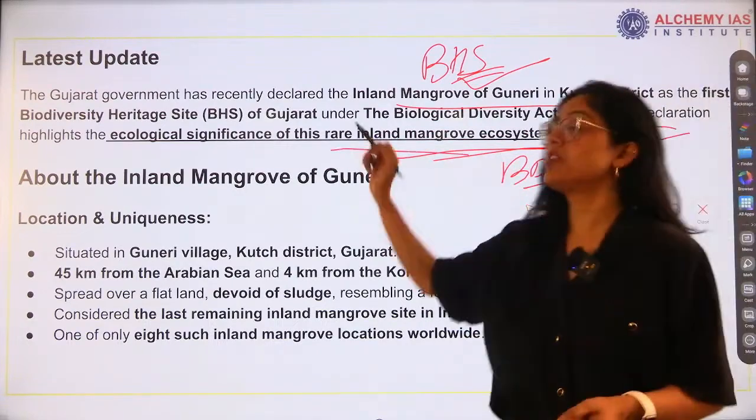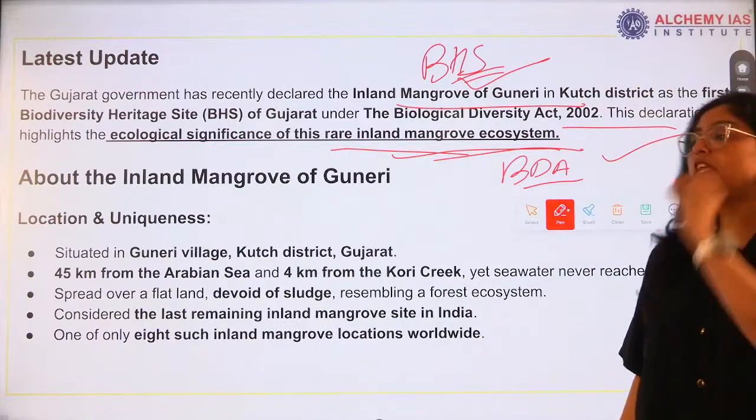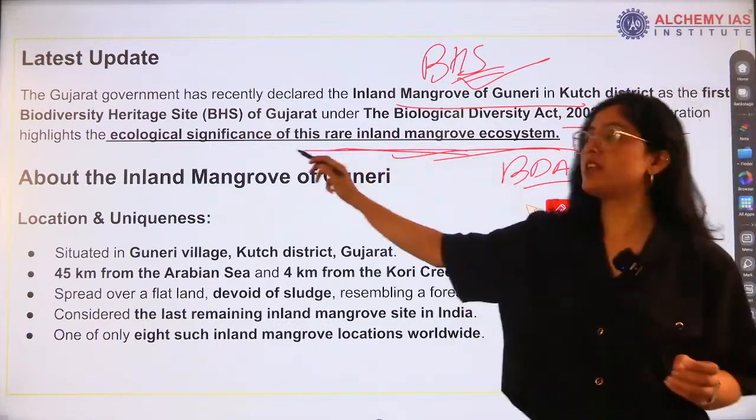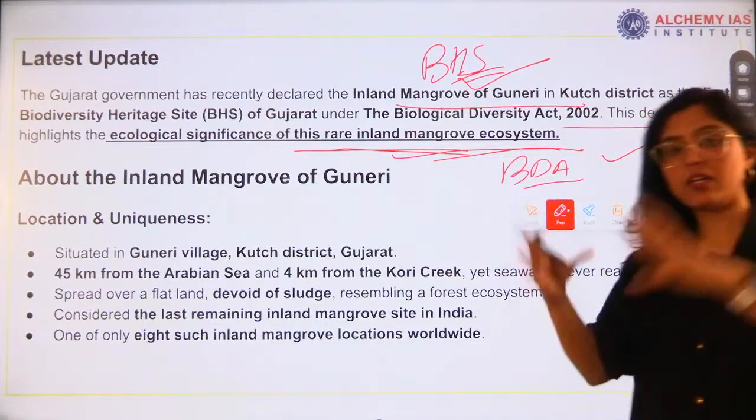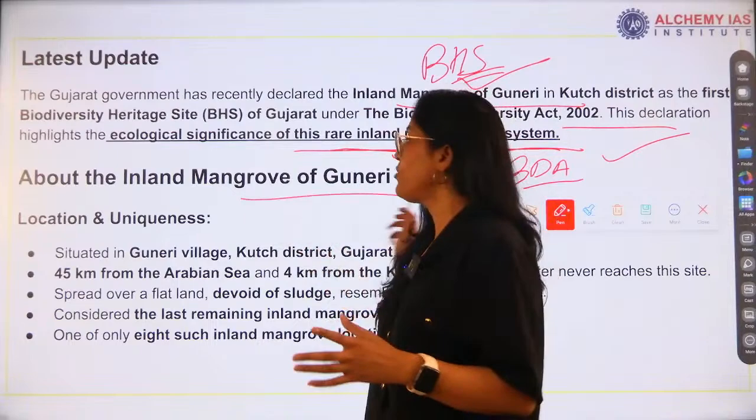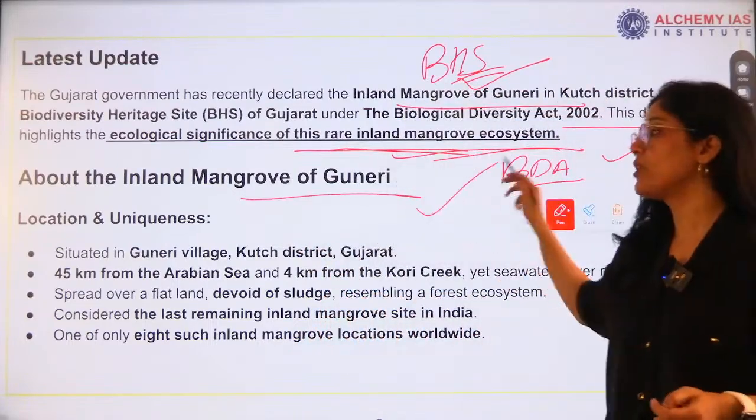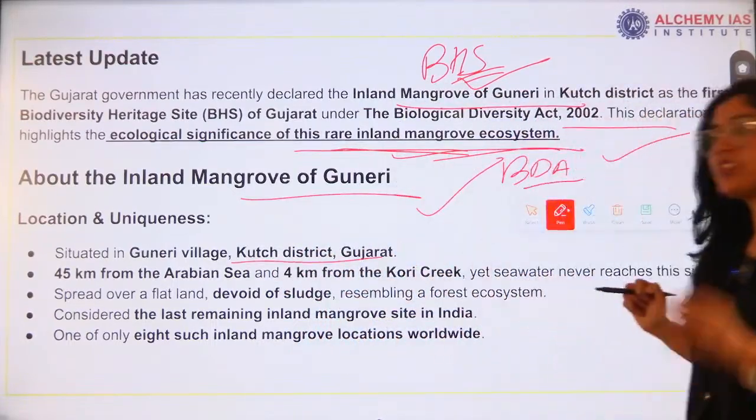This declaration highlights the ecological significance of this rare inland mangrove ecosystem. Inland means in the land. Okay. About the inland mangrove of Gujarat, Guneri is what? It is in Kutch district, very important.